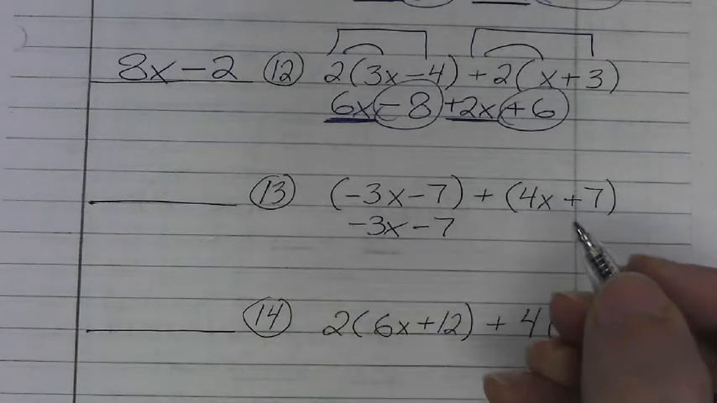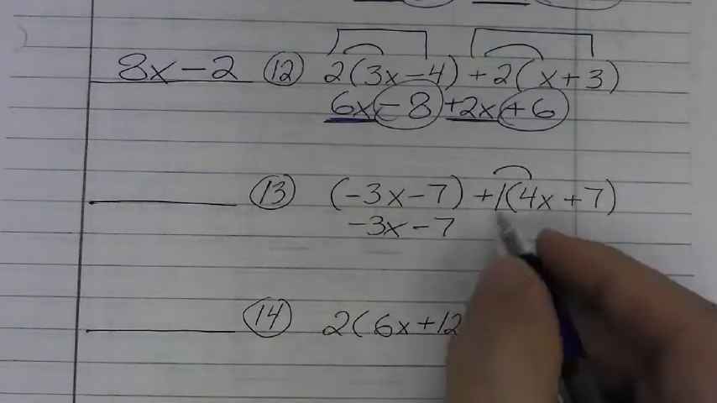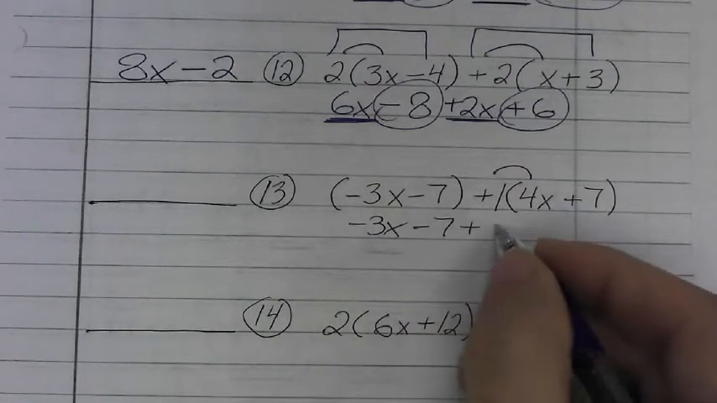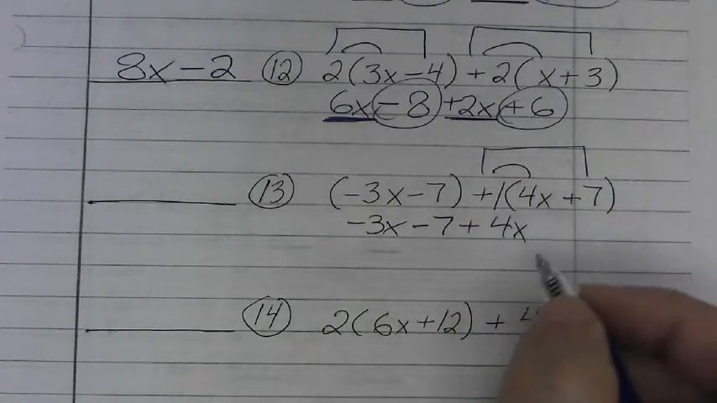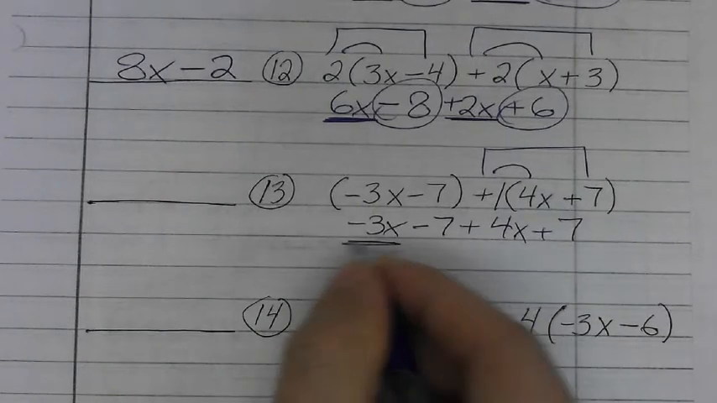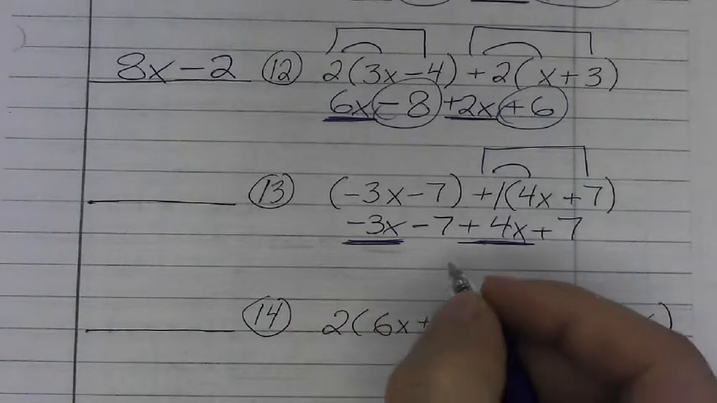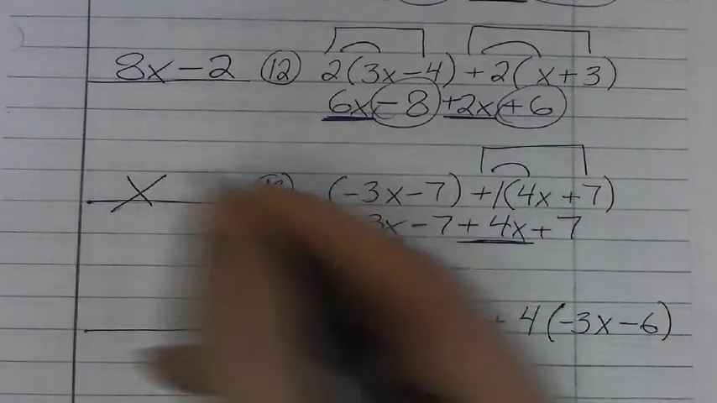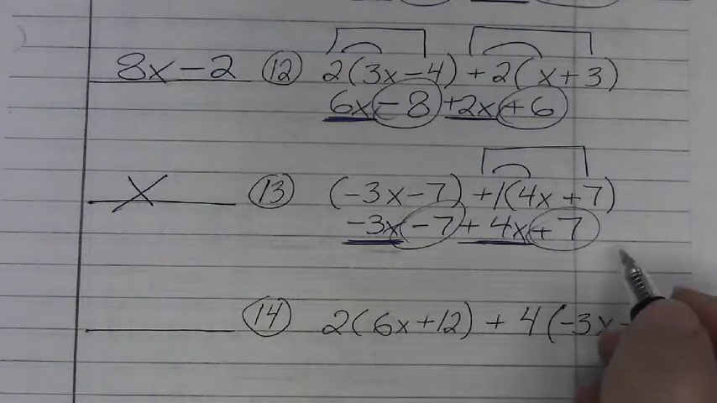minus 7. Here, since there's no number, I put a 1. Signs are the same, so it's positive. 1 times 4x is 4x. Signs here are the same, so it's plus. 1 times 7 is 7. Negative 3x plus 4x is going to be x. And negative 7 plus 7 is 0.